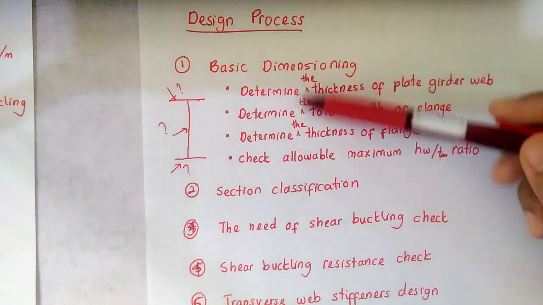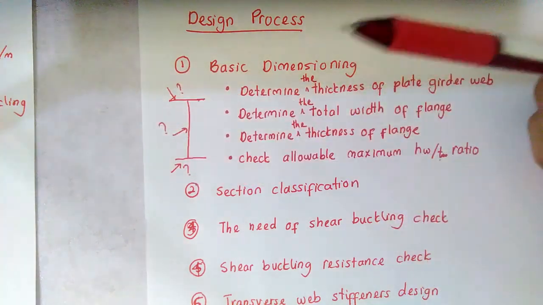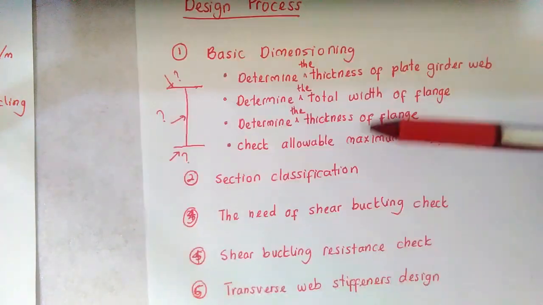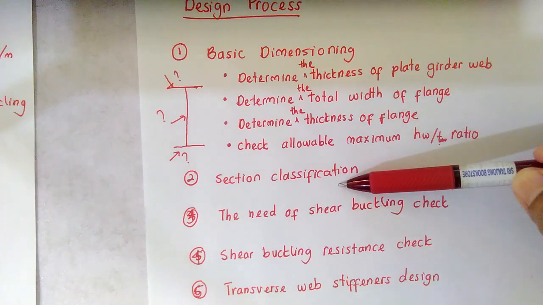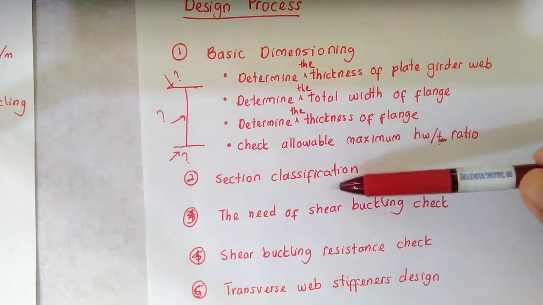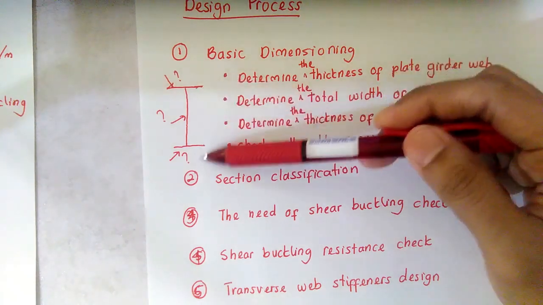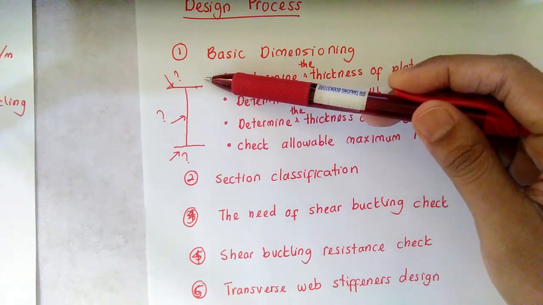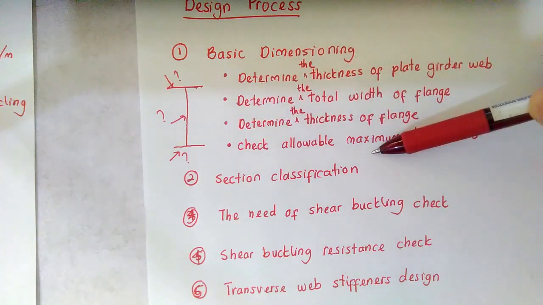So once you have the basic dimensioning done and you have come up with the proposed sections for your plate girder, then you need to classify the sections. Still remember, in our chapter 1, we classified whether the section is class 1, class 2, or class 3. So in this plate girder, we have to carry out the same step as well, meaning that in the section classification, you still need to classify whether your flanges are class 1, 2, or 3, and your web is class 1, 2, 3, or 4. So that is the second step.